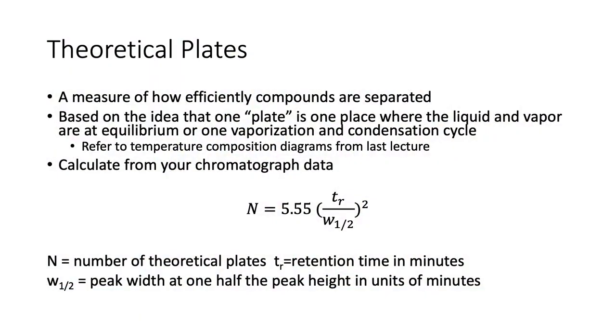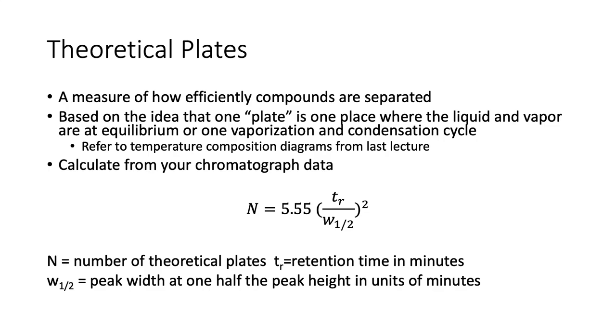And so the way that we can characterize the efficiency of the separation is by theoretical plates. And we mentioned this really briefly when we were talking about the distillation. So if you remember, there was your Vigreux column versus the simple distillation. So you get better separation when you have more and more of those cycles where the vapor can vaporize and recondense. Does that sound vaguely familiar? Good.